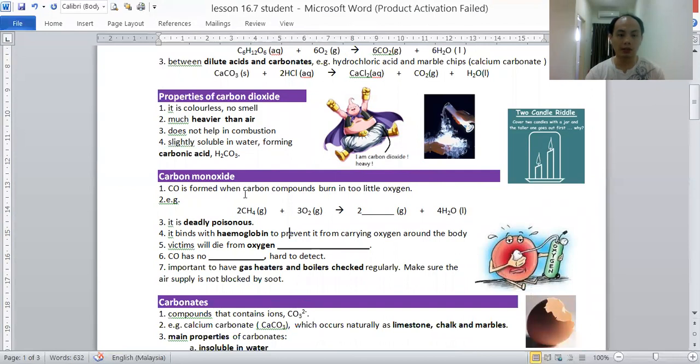Okay, what about carbon monoxide? Carbon monoxide is toxic, deadly, poisonous. Carbon monoxide combines with hemoglobin instead of oxygen combining with hemoglobin. When methane burns in a condition which is insufficient of oxygen, carbon monoxide will be produced. But it is hardly detected because carbon monoxide has no smell. When carbon monoxide is in the air, you will feel tired, dizzy, tired, and then you fall asleep. Victims will die from oxygen starvation. So carbon monoxide has no smell, so it is hardly detected.